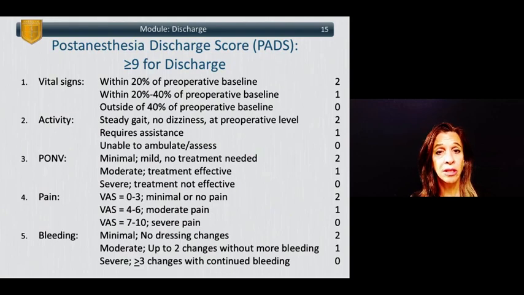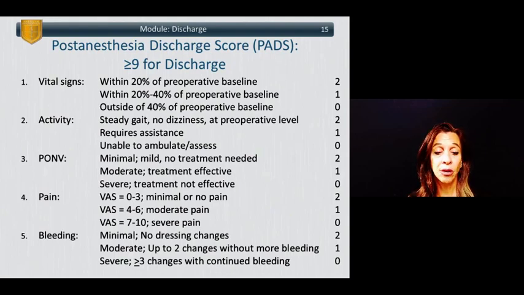Pain is assessed on the typical visual analog scoring system that we're all familiar with. If the score is 0 to 3, which is considered minimal or no pain, they get a full 2. VAS score of 4 to 6, which is considered moderate pain, they get a 1. And VAS scores of 7 to 10, they get no score.